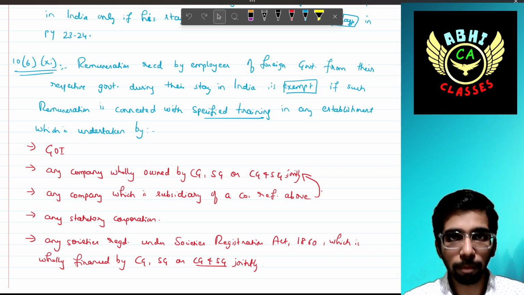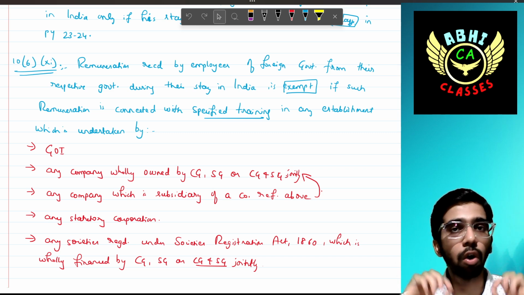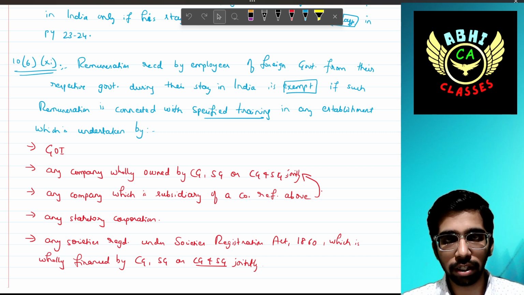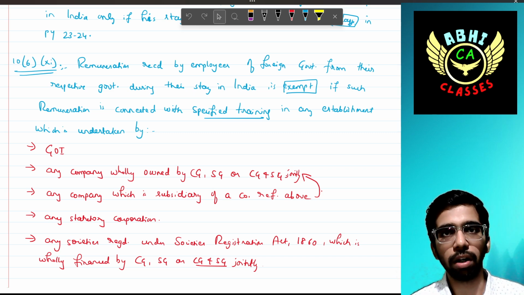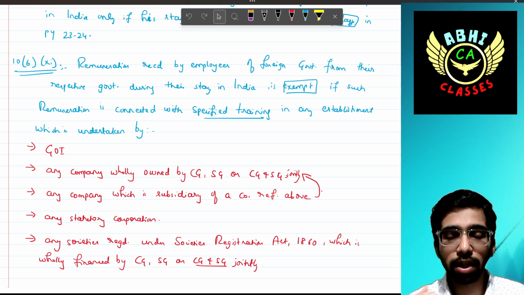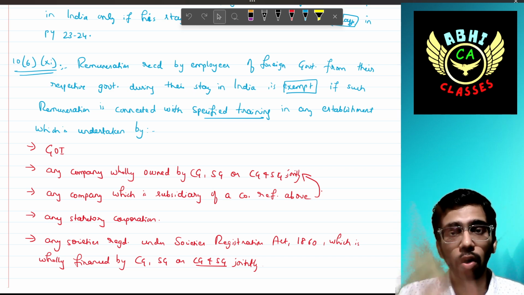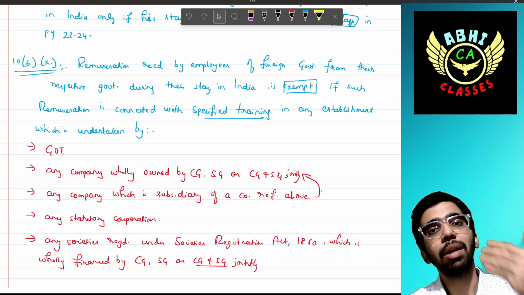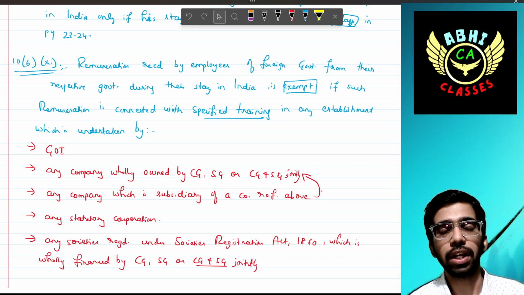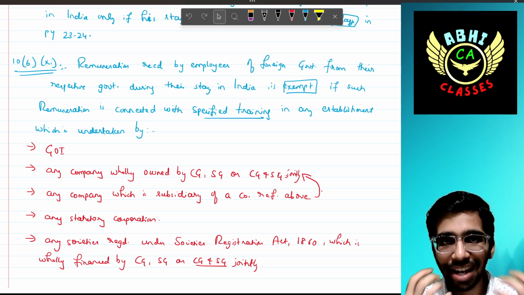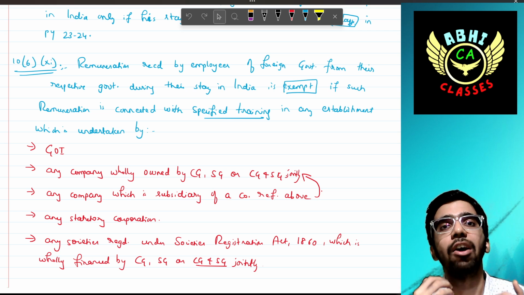The training is provided by our government and our companies. Our means Indian company, Indian government, for which the remuneration is received from their government. Then that will also be exempt. But the condition is that the training should be undertaken only by the Government of India.